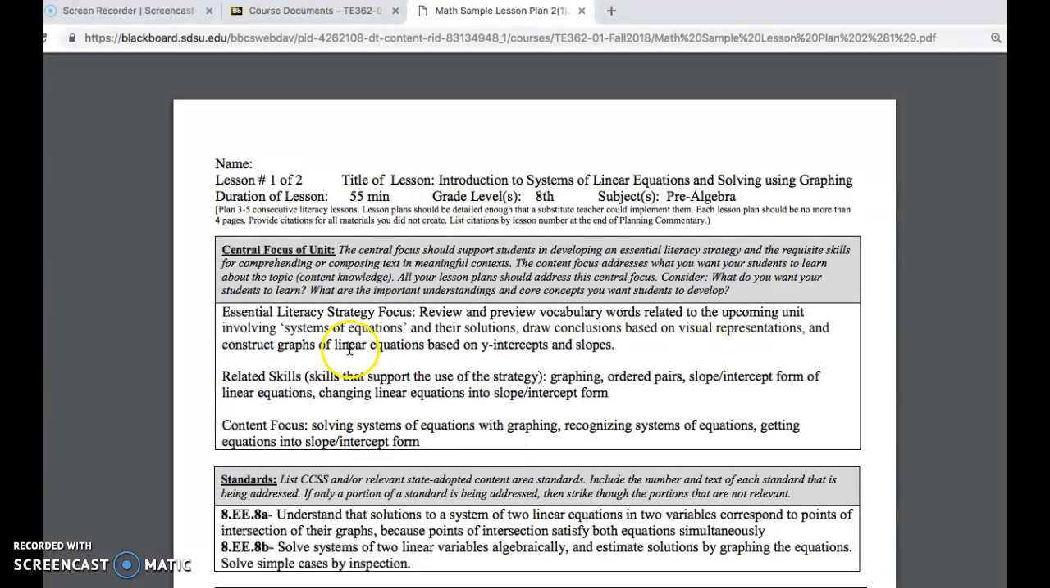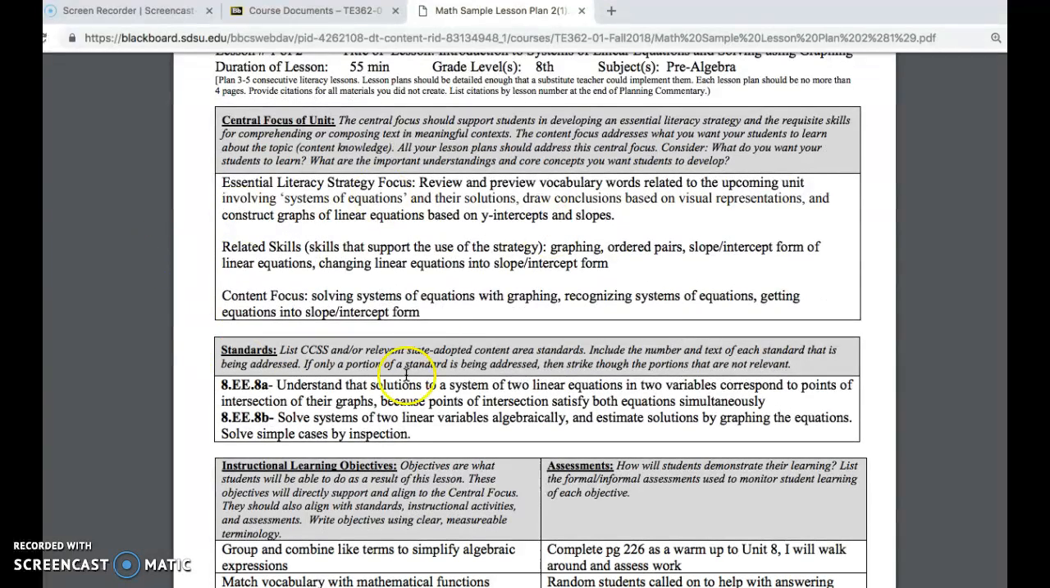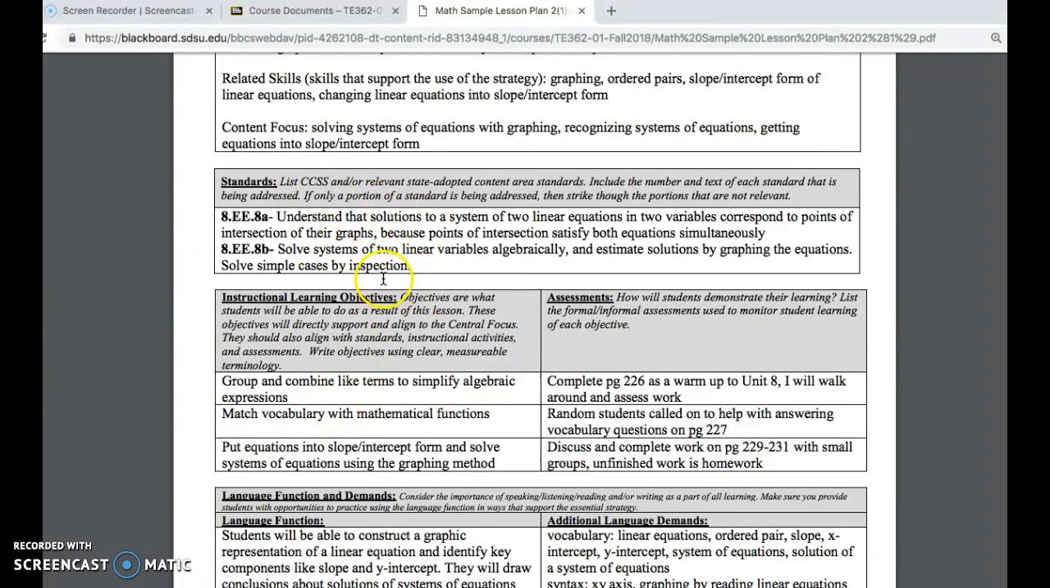So what they need to know before working on the essential literacy focus is graphing, ordered pairs, slope-intercept form, linear equations. Just understand the basics of systems of equations. And she has her content focus here, which basically just elaborates on the essential literacy strategy focus. These are the 2 Common Core standards that she discusses in this lesson plan.